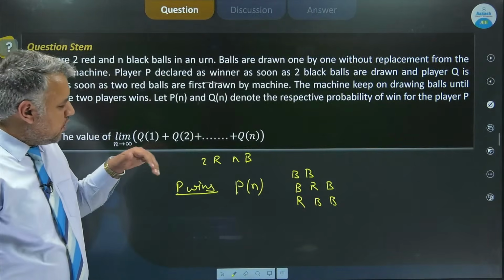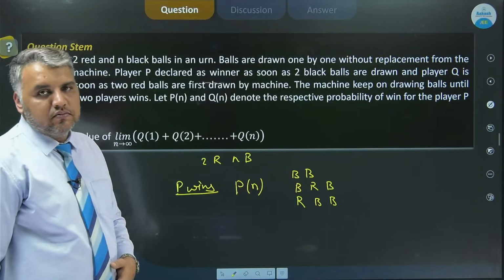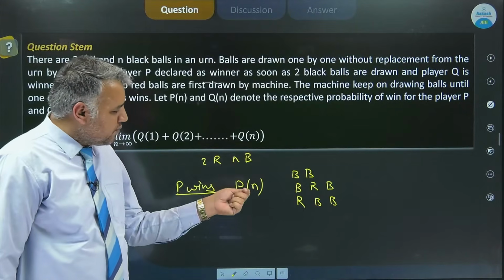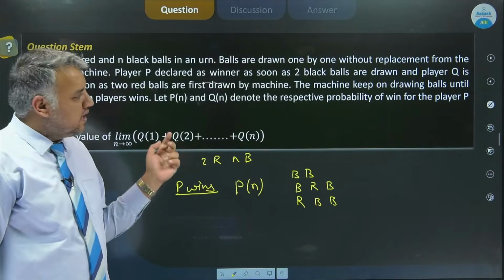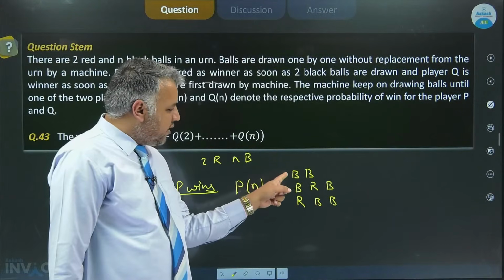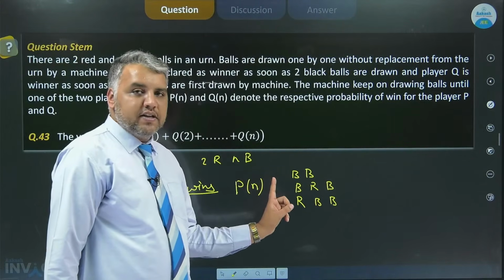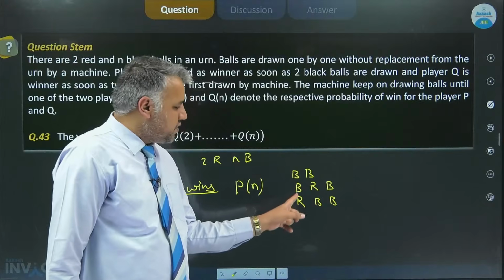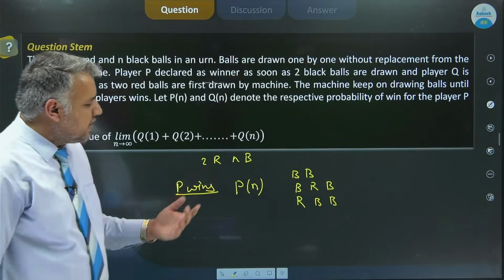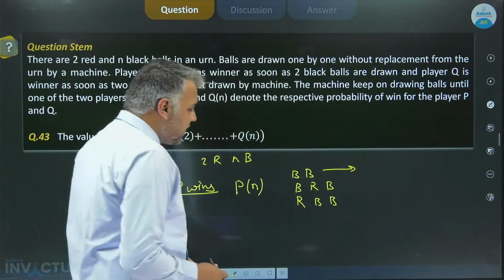We are saying that before drawing 2 black balls, we can draw a maximum of a single red ball. Because if before drawing 2 black balls, 2 red balls are drawn, then Q will be the winner. So we can draw a maximum of 1 red ball. So either no red ball is drawn before drawing 2 black balls, or 1 red is drawn. So it can be in the first position or second position only.